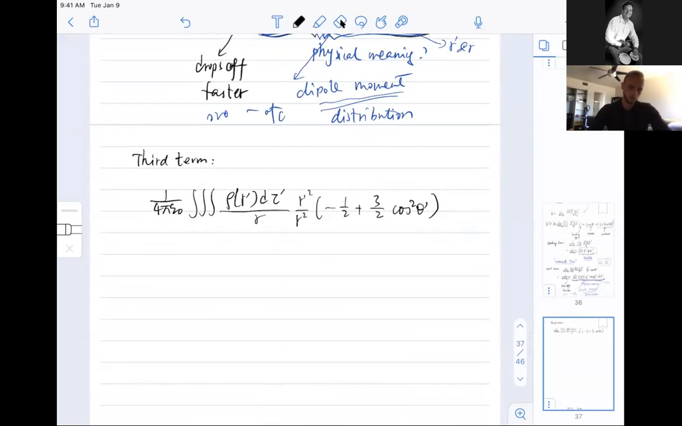Again, r cubed, I'm going to move it outside of the integration. I get 4 pi epsilon r cubed. So what we are integrating over is rho r prime squared, and this entire thing, d tau.